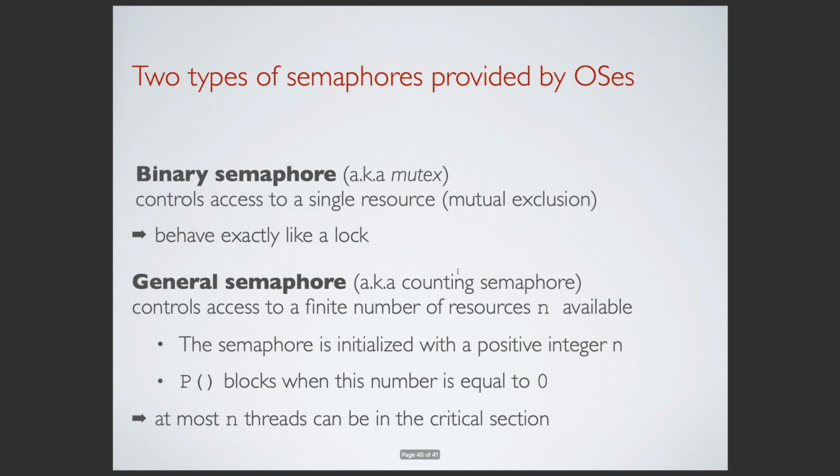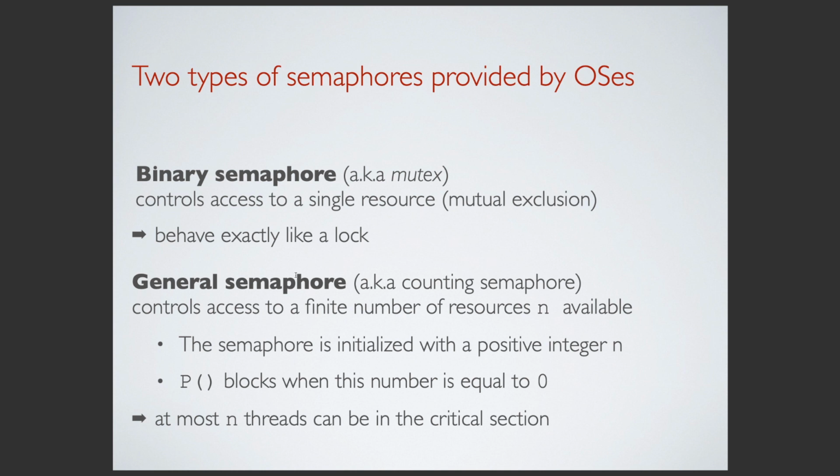Maybe I should have this one first. There are two types of semaphores provided by the OS. There is a binary semaphore called a mutex, and really a binary semaphore is exactly the same as a lock, right? It controls access to a single resource. Either there is one person going into the critical section, that's it. So that's why it's binary.